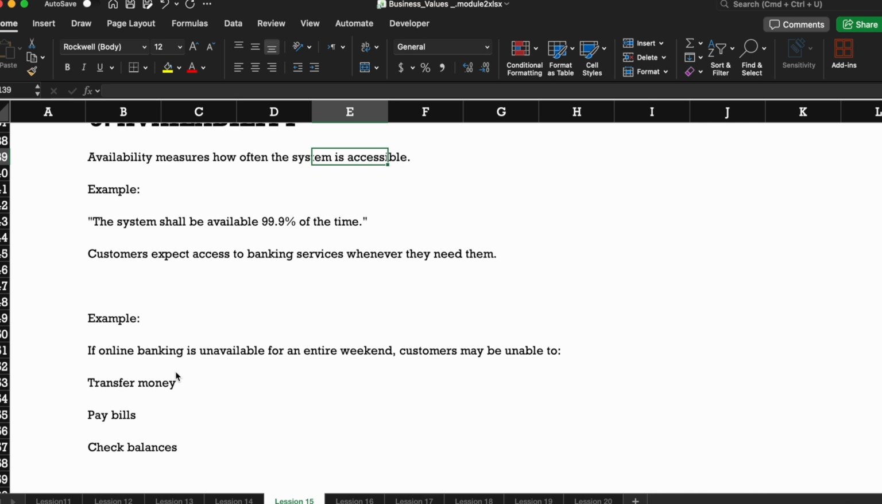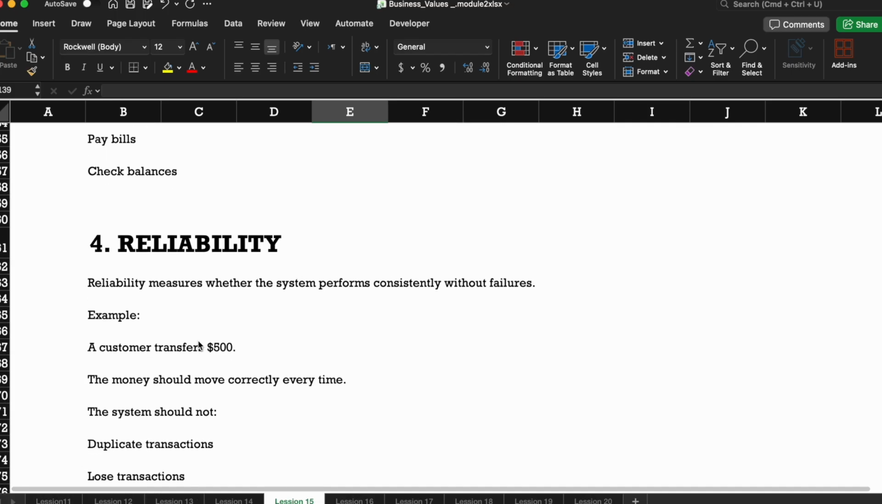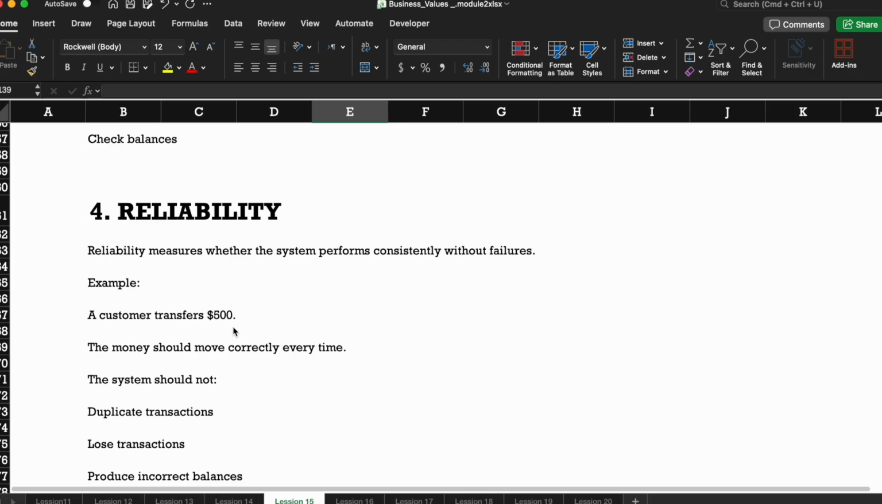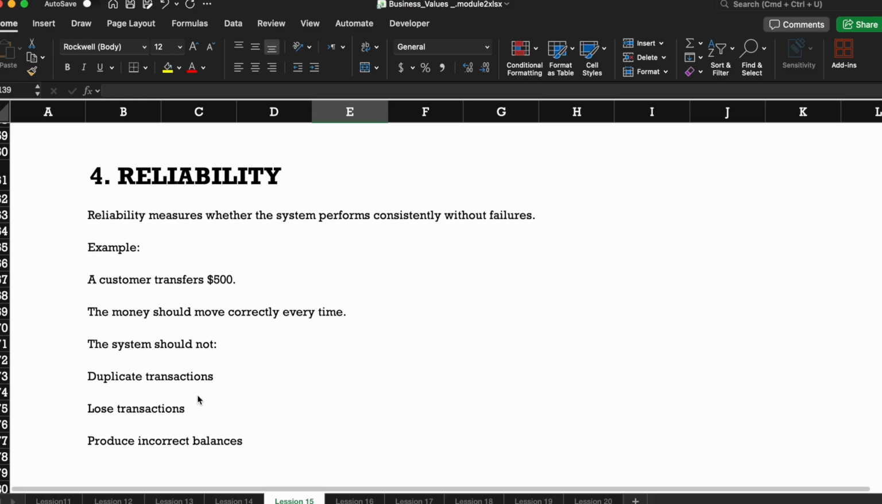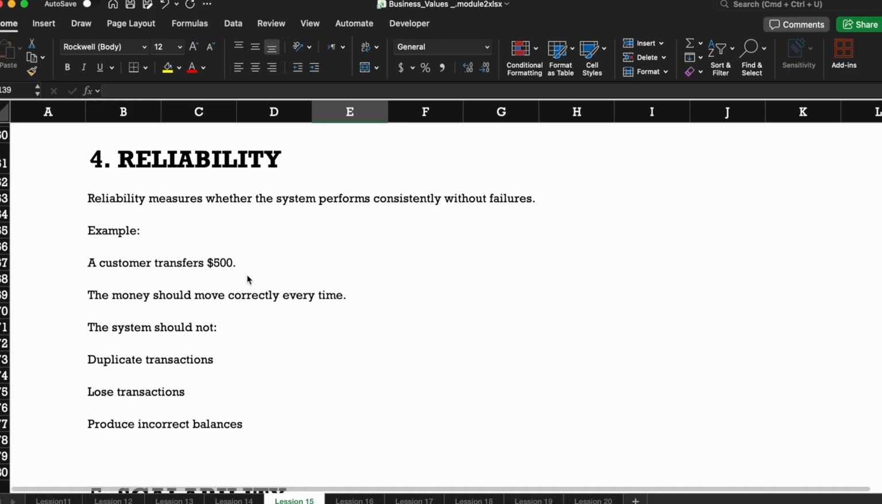That's the feature of online banking, right? It should be available 24/7. Reliability measures whether the system performs consistently without failures. Example: a customer transfers $500, the money should be moved correctly every time. The system should not duplicate or lose transactions, or produce incorrect balances. So if you transfer 500 to your sister, it should reach 500, not 1000.